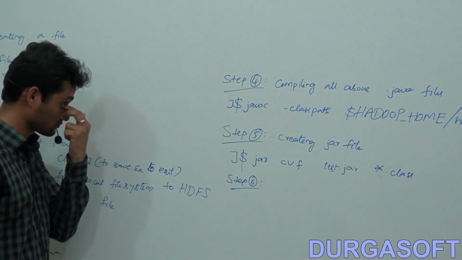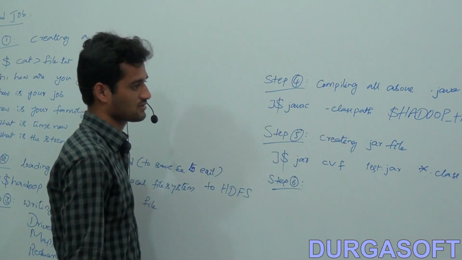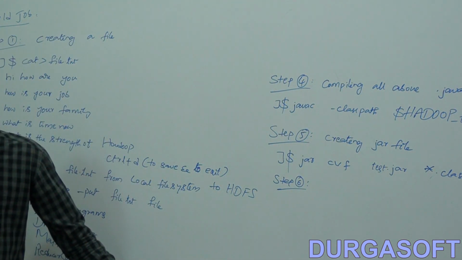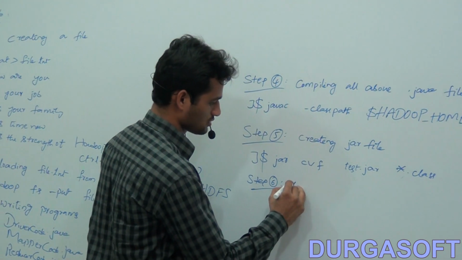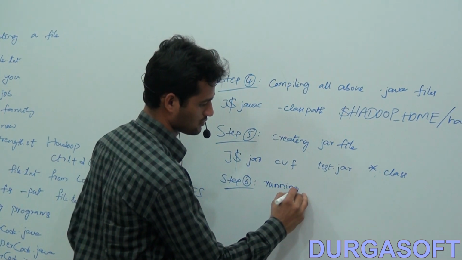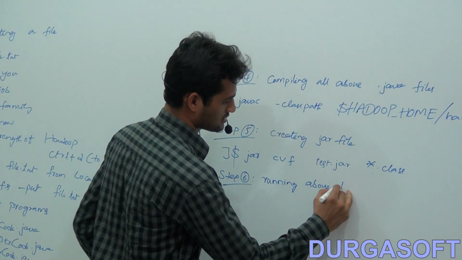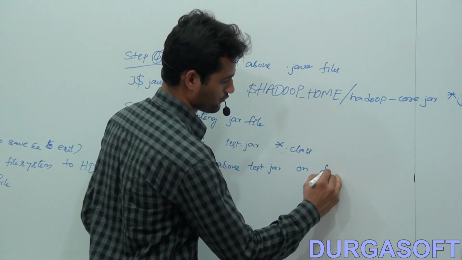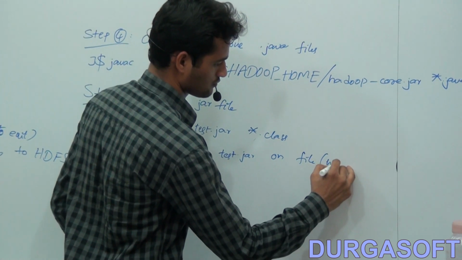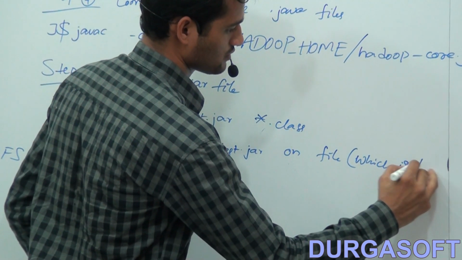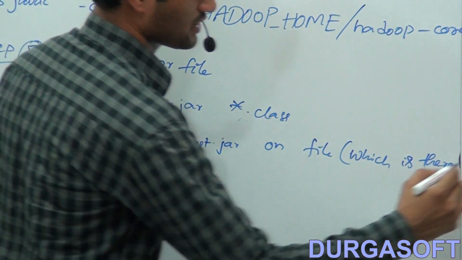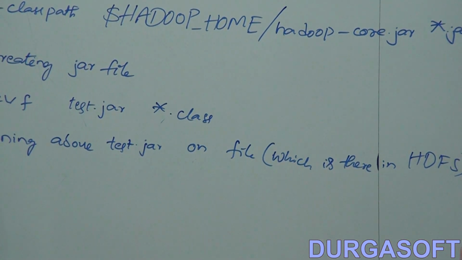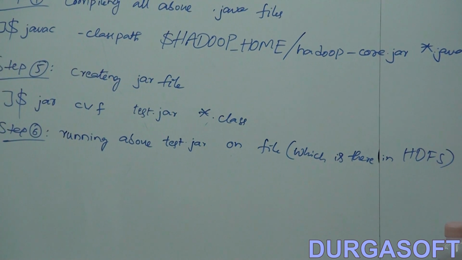Next, step number 6. Now I have created the jar file. Then what do I have to do? I have to run it. So, running the above test.jar on a file which is there in HDFS. That file is there in your HDFS, right?